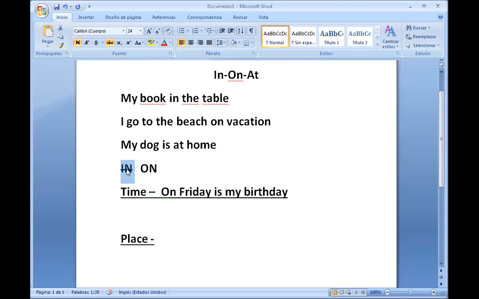What is in? It's more general. In general or approximate time. Remember approximate? So in one day. On Friday? No specific, right? 2022. In one day is my birthday. Okay, let me see.